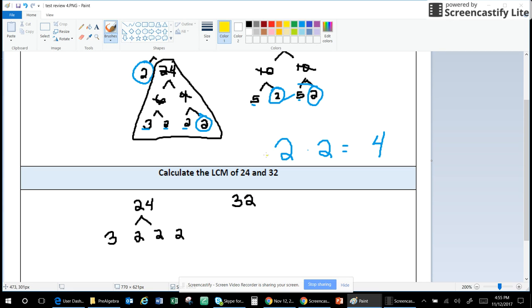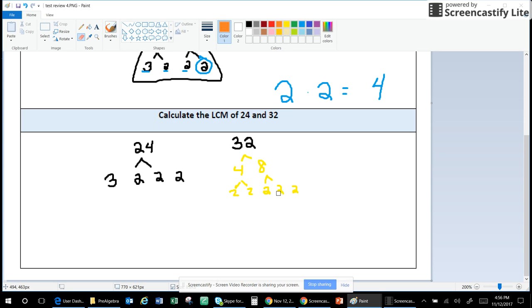For 32, I would say 4 and 8. And then this is 2 and 2. And then I know that 8 is 2 times 2 times 2 because it's 4 times 2. There's a lot of 2's to be saying.